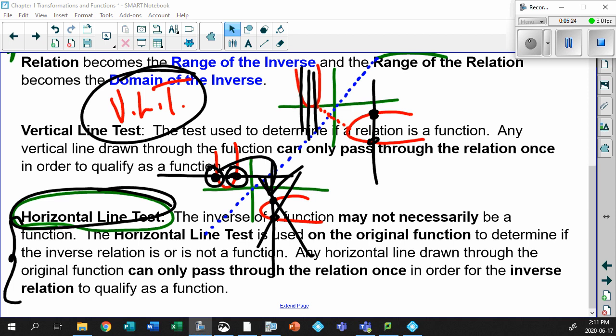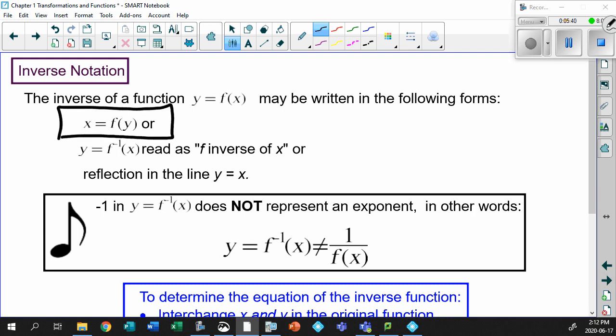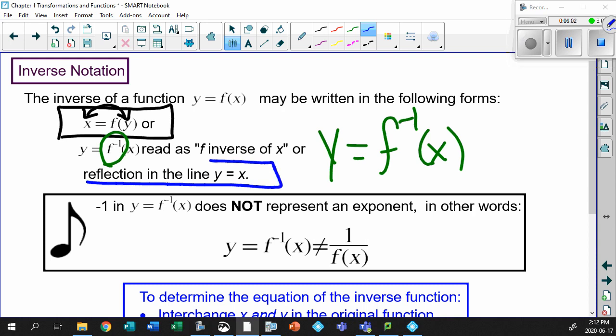Now, there's just a little bit more information that you need to know, and it's right here. It's something called inverse notation. Inverse notation is very important because you can write this in several different forms. One of the forms that you might see is this, where the x and y are interchanged. But the more formal way of writing it is with this little -1 here. This f of -1 means inverse. And this means that it is going to be reflected in the line y equals x.